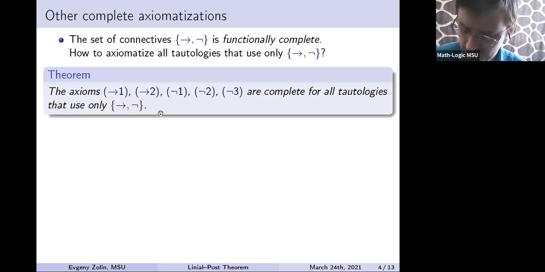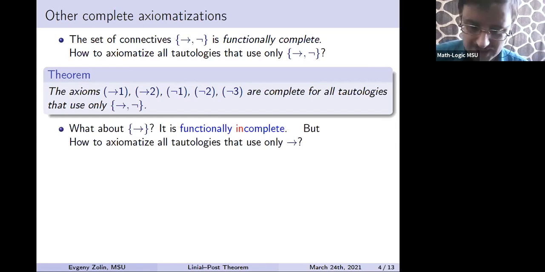Well, this proof more or less goes the same way as the usual completeness proof. We build maximal consistent sets of formulas and so on. But we need to take some care about the fact that we don't have conjunction and disjunction in our language. We need to reformulate some definitions and proofs accordingly.